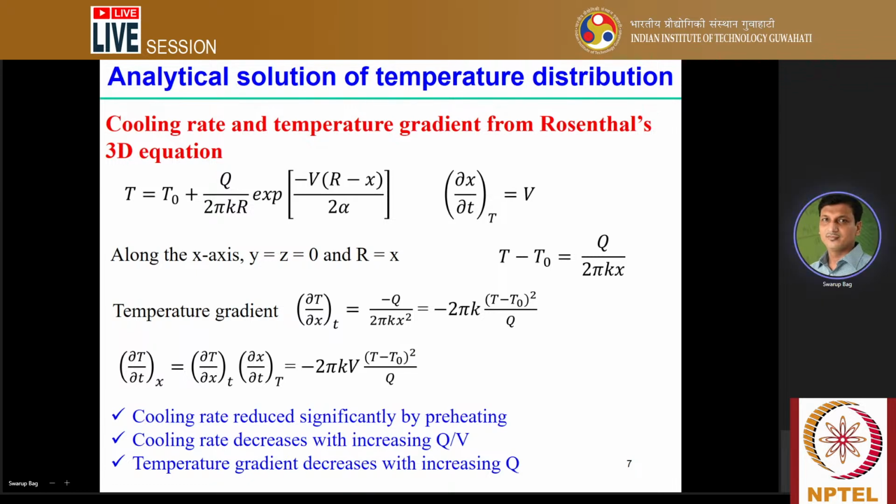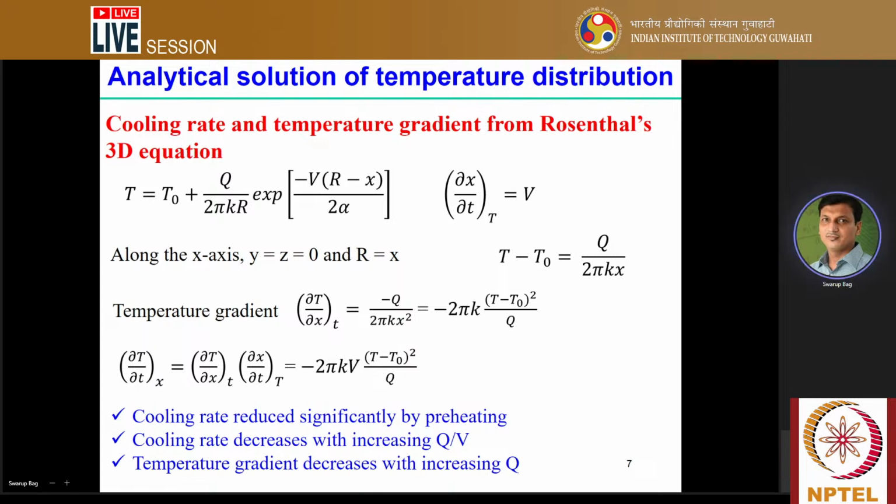Now, if we want to calculate the temperature gradient, we calculate del T by del X. We know temperature gradient means the temperature difference over the space, so basically dT by dx indicates the temperature gradient. But in this case we consider the partial derivative del T by del X because the other variables are kept constant, so at a particular time del T by del X indicates the temperature gradient. So, from T minus T0 equal to Q by twice pi Kx along the X axis, if you take the first derivative, you get del T by del X equal to minus Q by twice pi Kx square. Now you replace Q in terms of T minus T0.